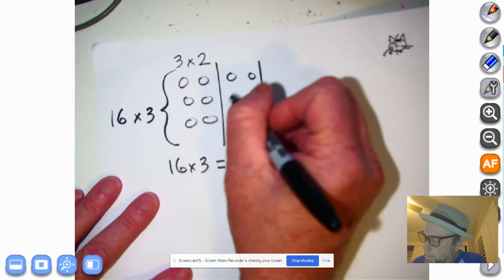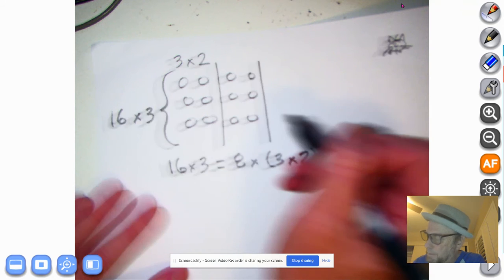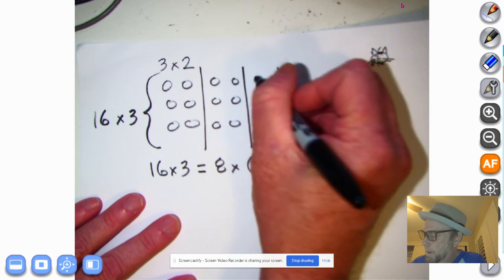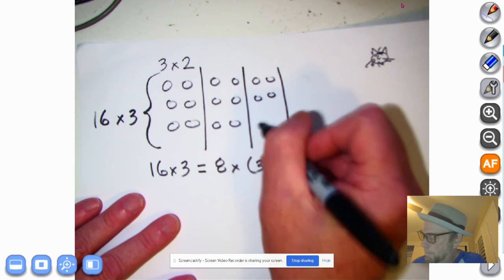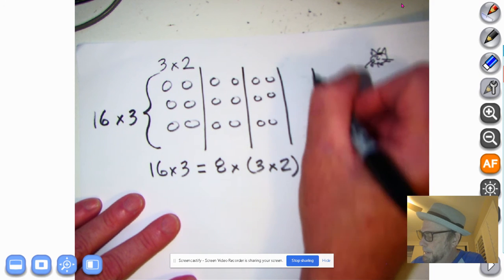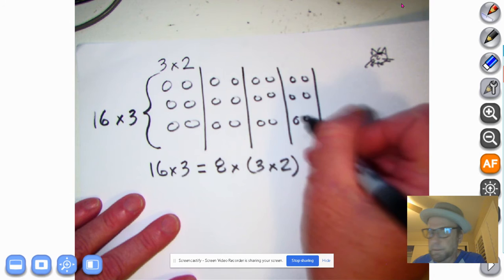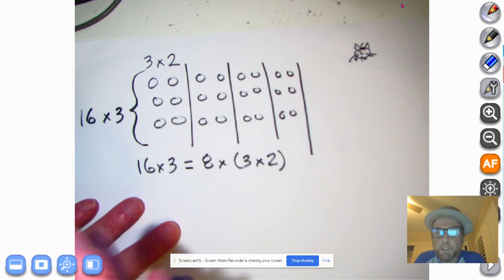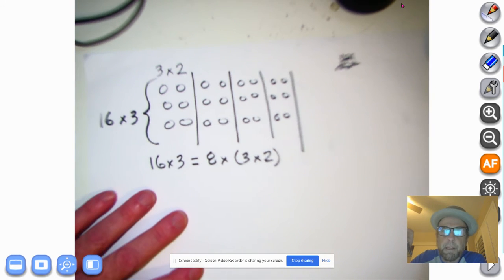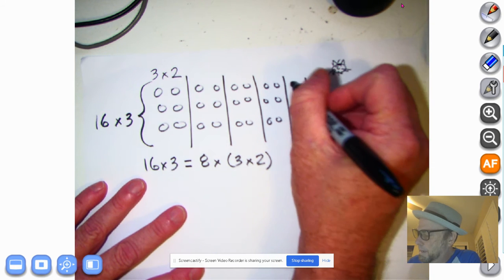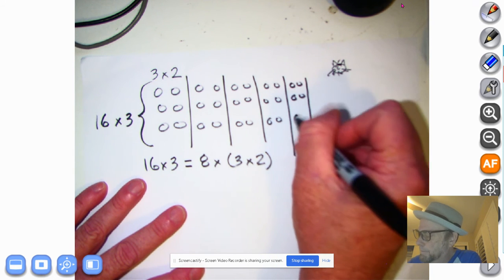1, 2, 3, 4, 5, 6. And again. 1, 2, 3, 4, 5, 6. And again. I'm going to run out of room. 1, 2, 3, 4, 5, 6. Notice how we're scrunching closer and closer together. Yep. 1, 2, 3, 4, 5, 6.